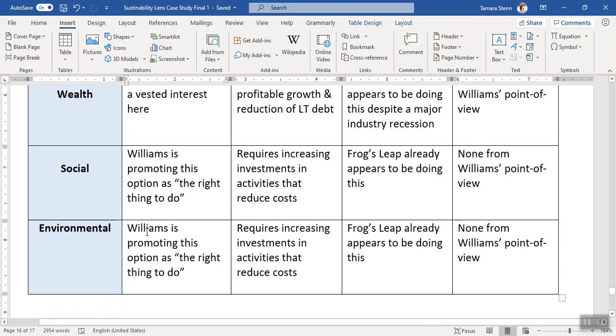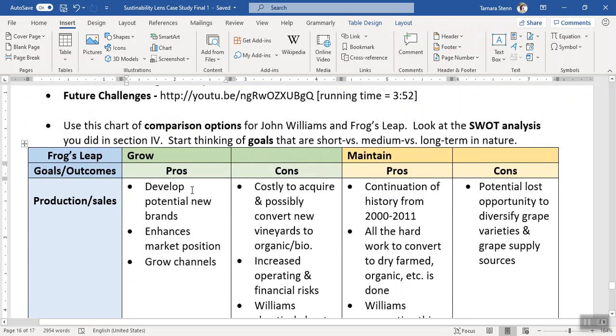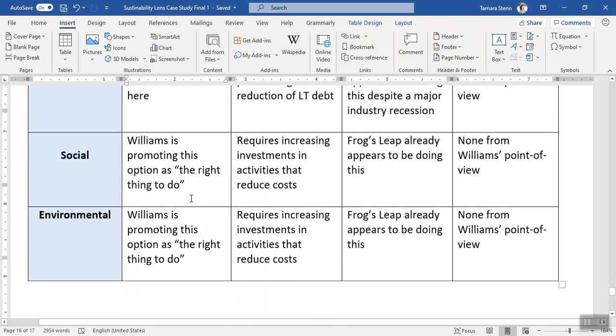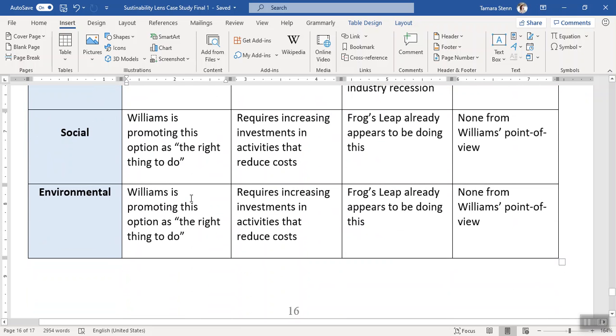The environmental, the last one that we're looking at. Again, when we're looking at the growth of this and the pros, the potential to do more, Williams is right there. Again, right thing to do. Anything environmental, he's all over it. At the same time, this requires increasing investments in activities that could reduce costs. So you have to be careful. You don't want to get so overly engaged with your sustainability plan that you make yourself unsustainable, right?